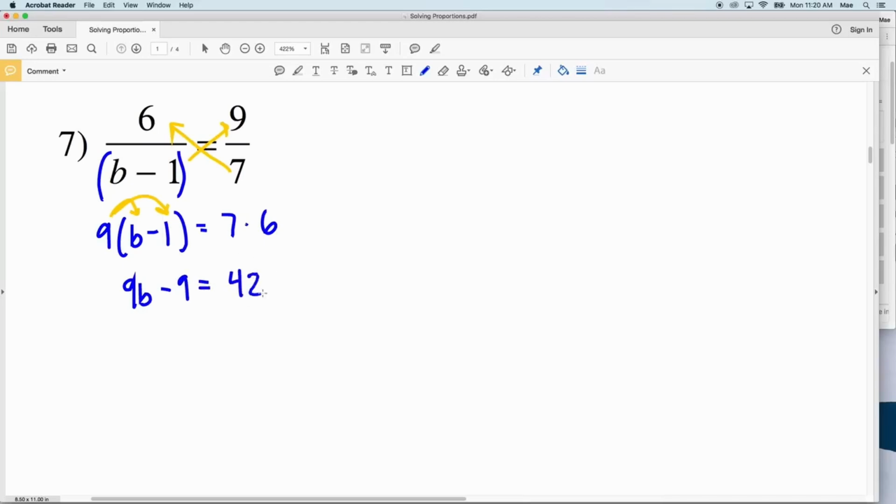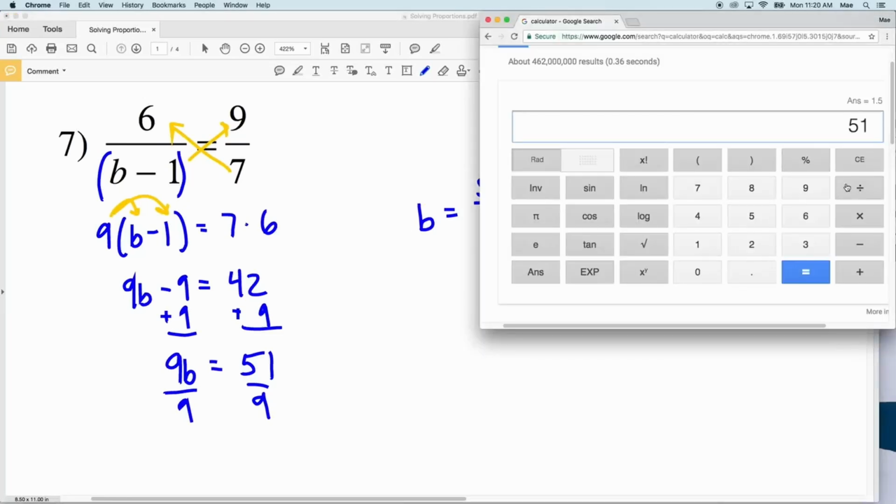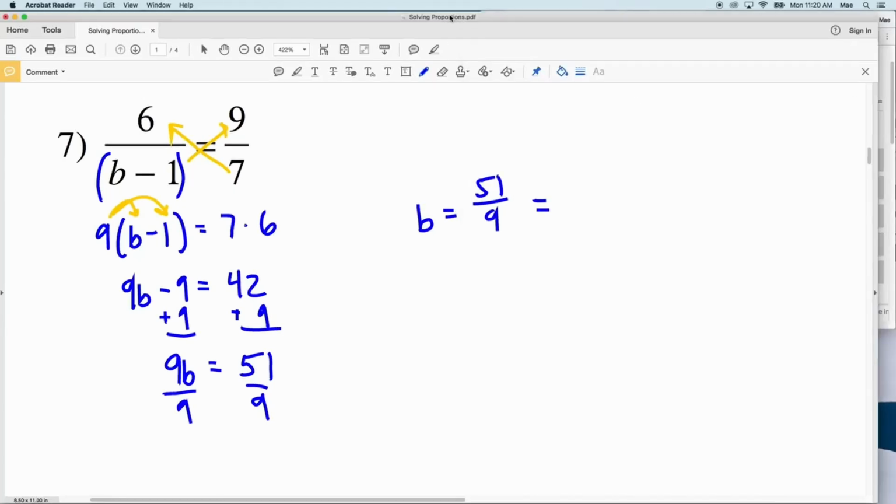9 times b is 9b, 9 times 1 is 9, and we're subtracting that, and then 7 times 6 is 42. So we're going to add 9 to both sides to get that 9b is equal to 42 plus 9, which is 51. Divide both sides by 9, and we'll get that b is equal to 51 divided by 9, which when we type that into our calculator equals 5.6 repeating. So 5.667.